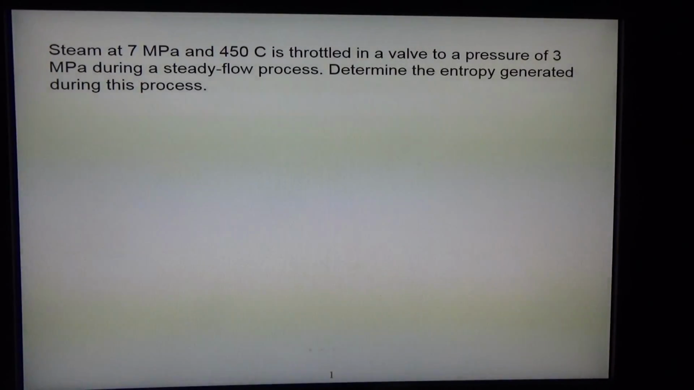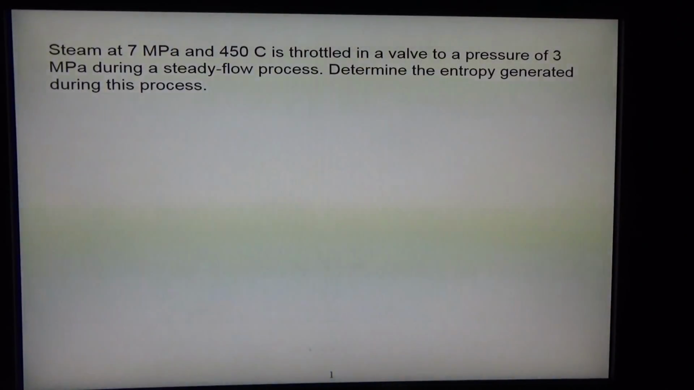Starting with this example, we're going to be looking at the second law for different types of processes. In this problem, we're going to be studying the second law for an open system process. The problem says we have steam at 7 megapascal and 450 degrees Celsius is throttled in a valve to a pressure of 3 megapascal during a steady flow process, and it wants us to determine the entropy generated.